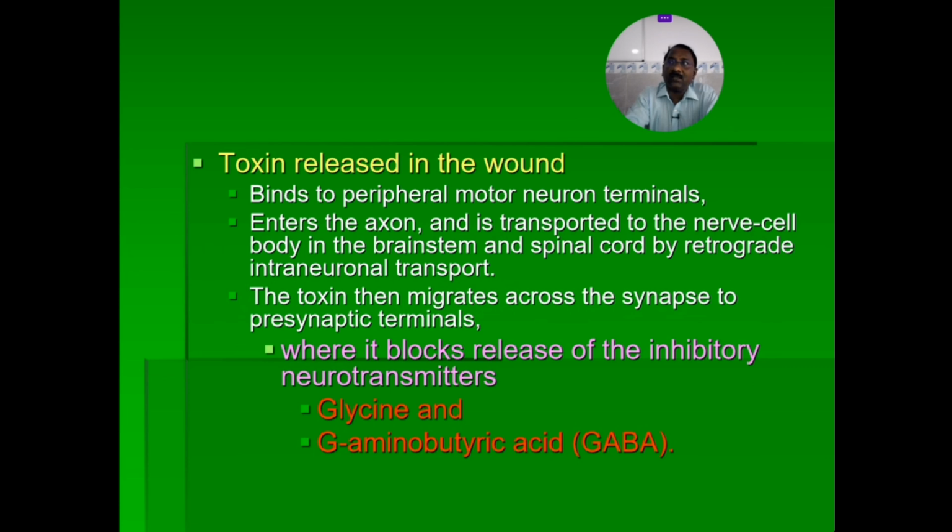The toxin released in the wound, so there is localized tetanus, binds to the peripheral motor neuron terminals, enters the axon, and is transported to the nerve cell body in the brainstem and spinal cord by retrograde intraneuronal transport. The toxin then migrates across the synapse to presynaptic terminals, where it blocks the release of inhibitory neurotransmitters like glycine and GABA. That is how the toxin, which enters at the wound or abrasion, goes to the central nervous system and finally attacks glycine and GABA.